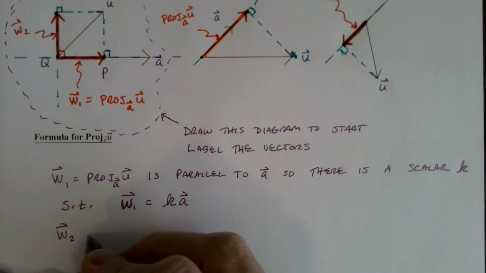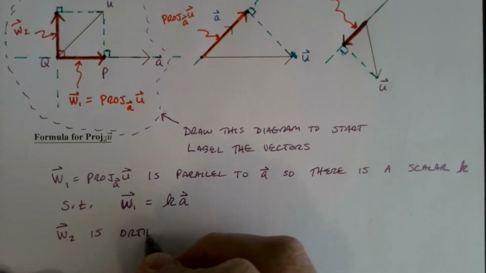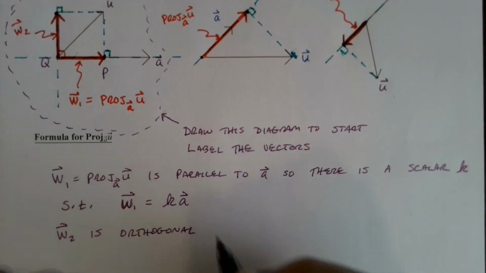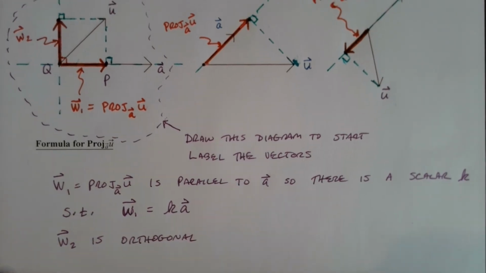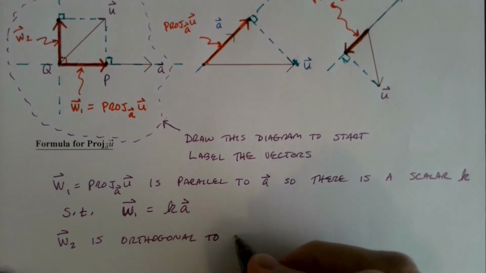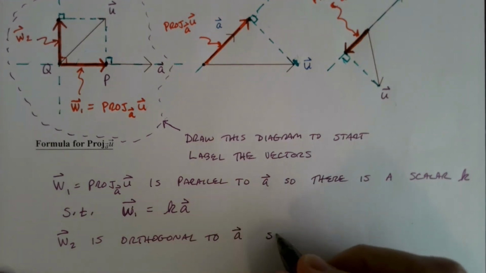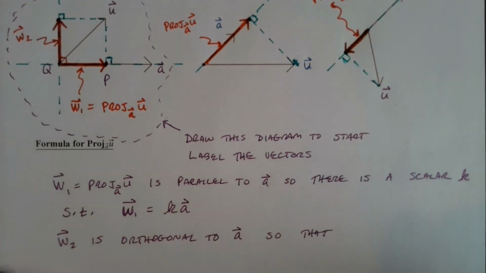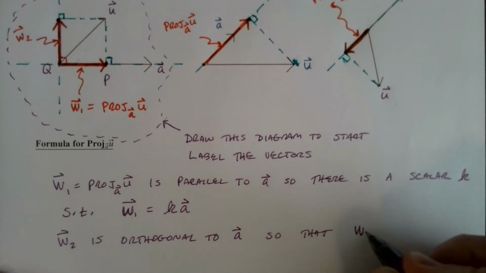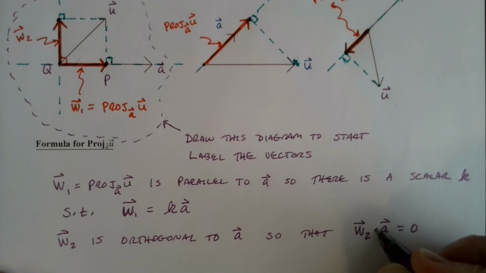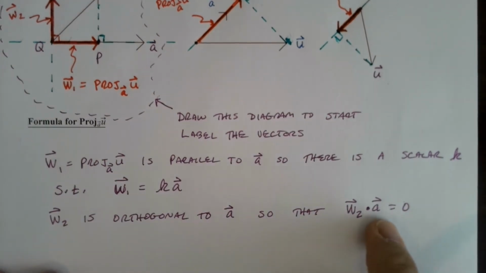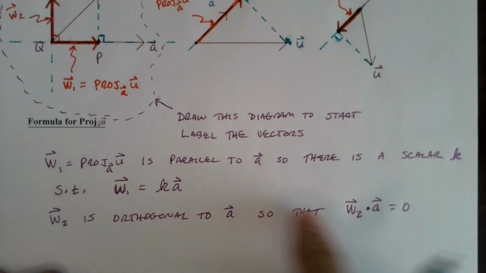W2 we'll say is of course orthogonal to A. The vector component of U orthogonal to A. So what does that mean? Well, what we just learned, the dot product of W2 and A is indeed 0. Again, real important, arrows over vectors, no arrows over scalars. K and 0 are scalars.